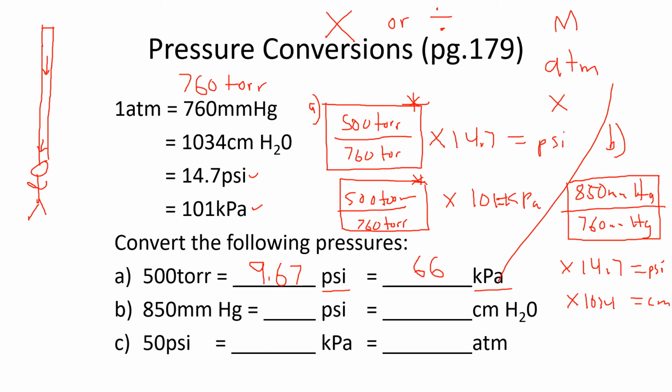So 850 millimeters of mercury is how many atmospheres? So take 850 divided by 760. How many atmospheres is that? 1.18, right? So you already know atmosphere. All you gotta do is take that number, multiply by your PSI factor, 14.7. So you got 16 here. So do the same thing, unless you use your memory key, so just punch it in again. 850 divided by 760 gives you atmosphere times your conversion factor, 1,034. How many centimeters do you get?